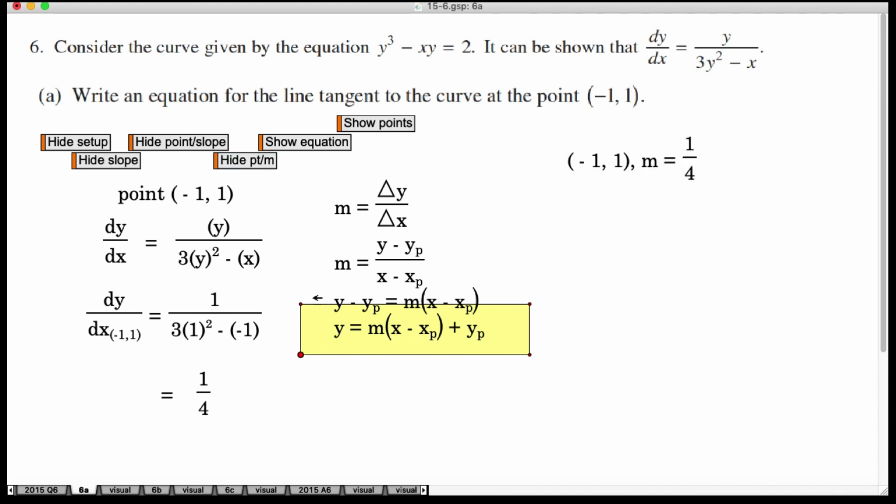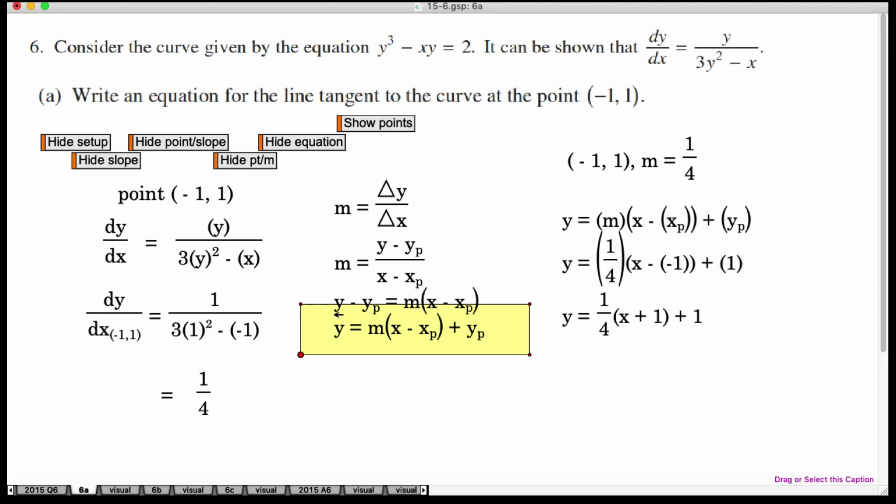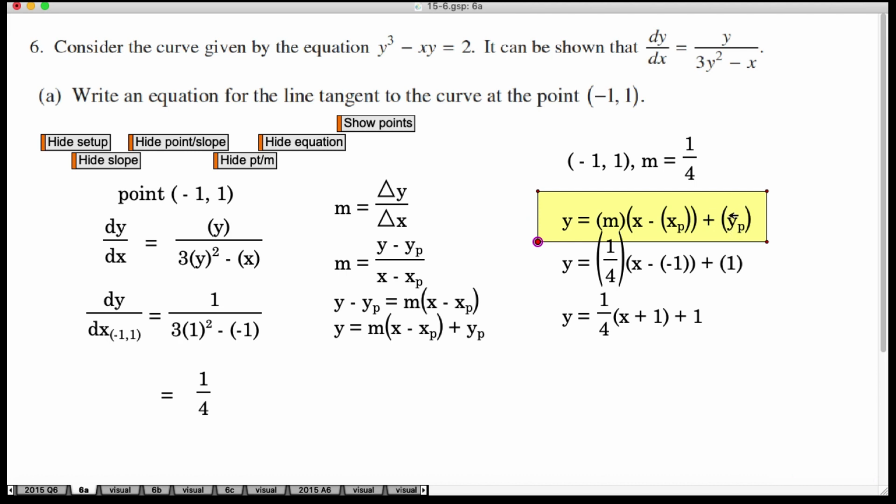So I wrote my information here. Here's my point, (-1, 1). The slope is 1/4 at that point. And so now here's the equation I have here. I just recopied this equation over here, but I did the same thing. I put parentheses around each thing I'm going to substitute into. Now, you don't have to do that, but if you get confused, then it's something you need to do until you stop getting confused. But for the m, I'm going to put 1/4. That's what m is. And the reason I do that is that people get screwed up with the signs here. It's x minus x_p, and x_p is -1.